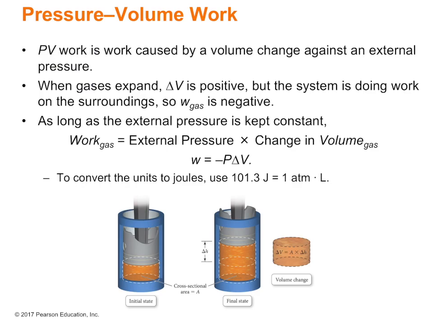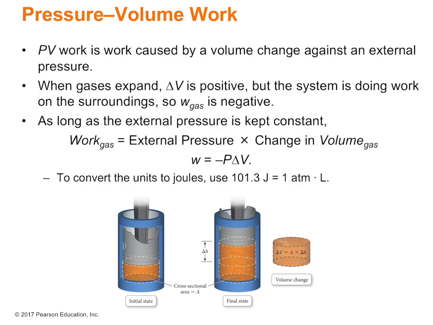Although a chemical reaction can do several different types of work, for now we limit our discussion to pressure volume work. We have already defined work as a force acting through a distance. Pressure volume work occurs when the force is caused by a volume change against the external pressure. So when gases expand, the change in volume is positive, but the system is doing work on the surroundings, so the work of the gas is negative. As long as the external pressure is kept constant, the work of the gas equals the external pressure times the change in volume of the gas. Therefore, the work is negative P change in V.